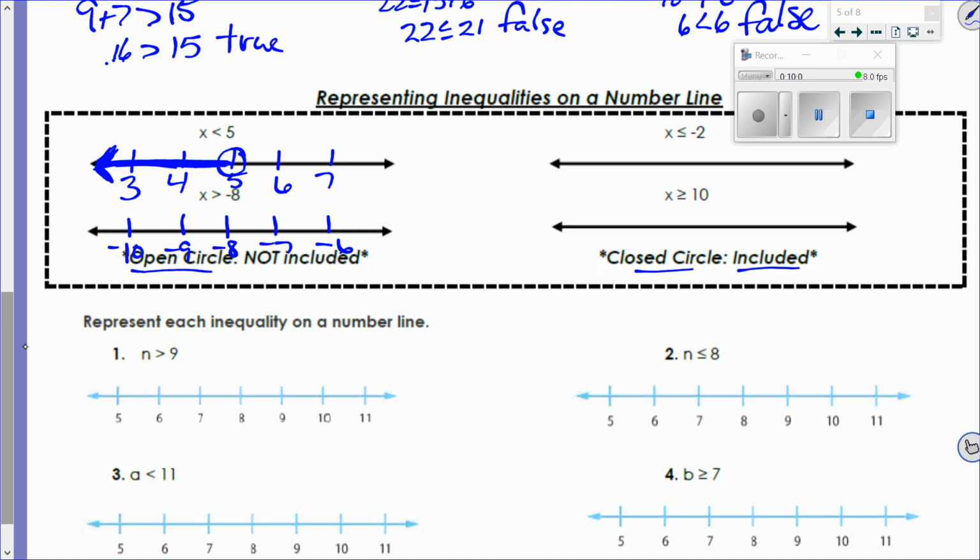So is negative 8 greater than negative 8? No, so that means it's not included in my data set. So is my circle open or closed? Open. Open means it's not included. It goes to it but doesn't include it.